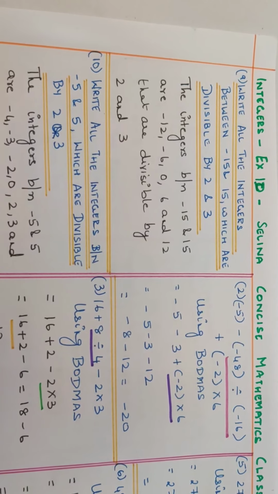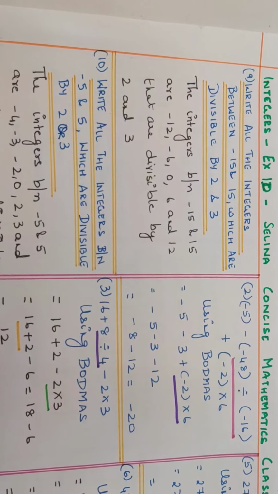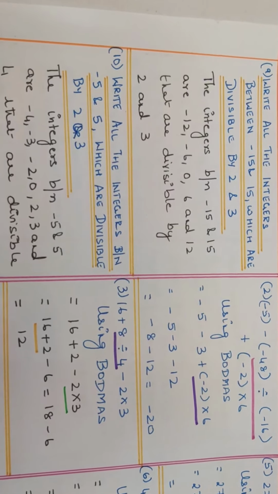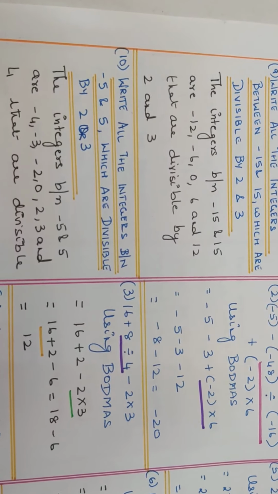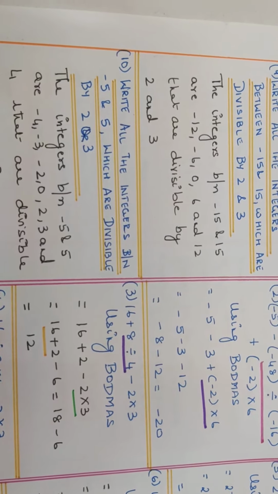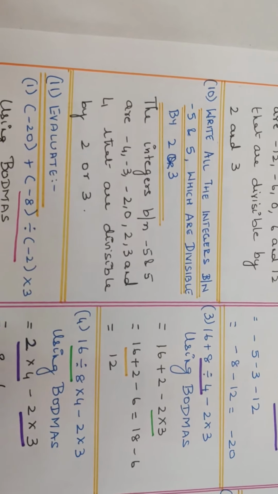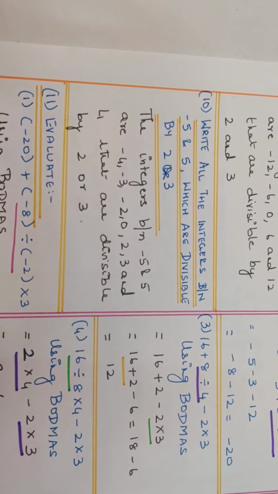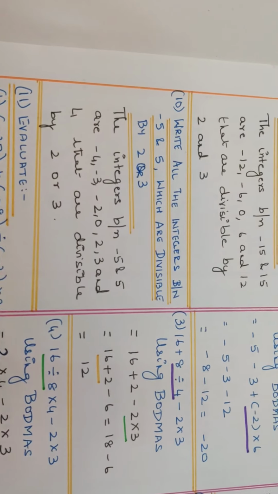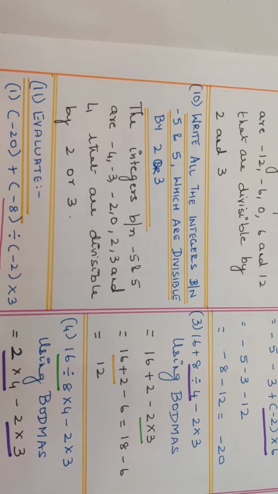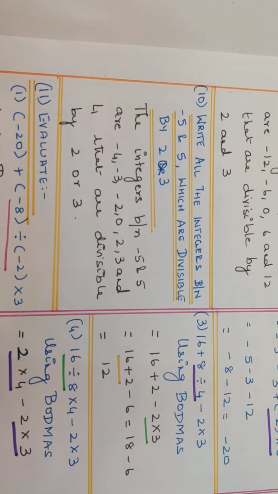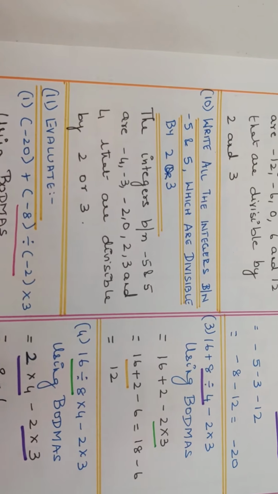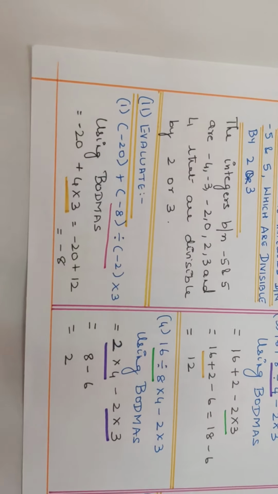Write all the integers between minus 15 and 15 which are divisible by 2 and 3. The integers between minus 15 and 15 which are divisible by 2 and 3 are minus 12, minus 6, 0, 6 and 12. Moving on to the 10th sum, write all the integers between minus 5 and 5 which are divisible by 2 or 3. Guys, you should know between means you have to eliminate minus 5 and 5. The integers which are divisible by 2 or 3 are minus 4, minus 3, minus 2, 0, 2, 3 and 4.